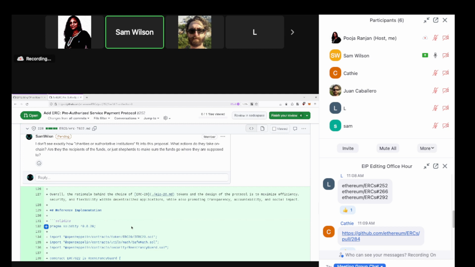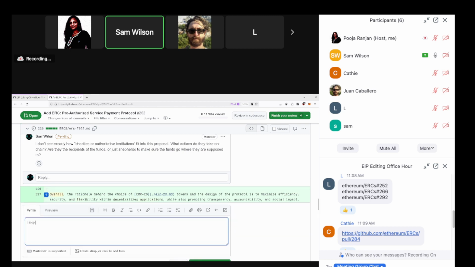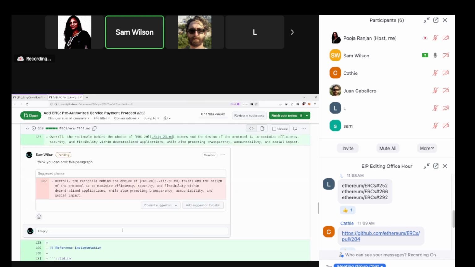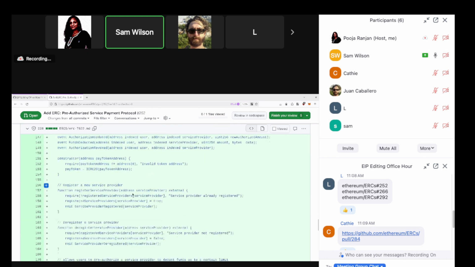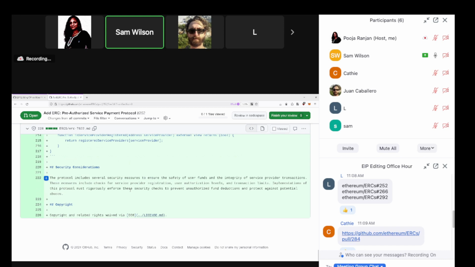Overall, the rationale behind the choice of ERC-20 tokens. Okay, reference implementation. Yep, that's a reference implementation, all right. So, such user funds, transactions, use measures include checks for service provider registration, user transaction limits, enforcing security checks.